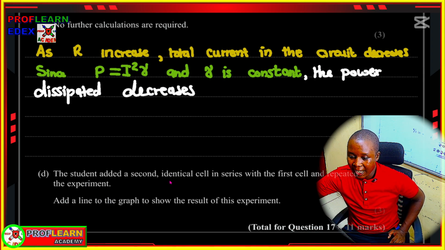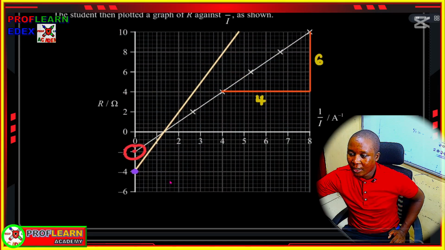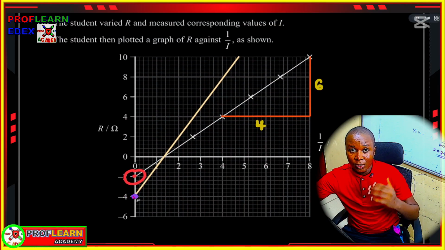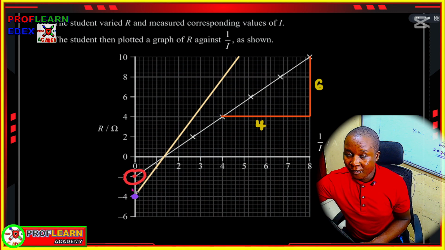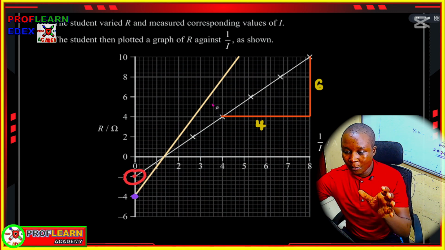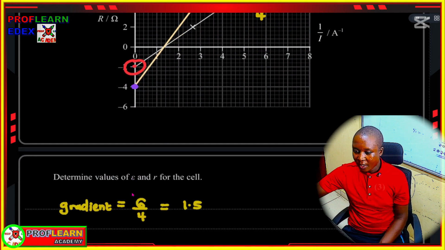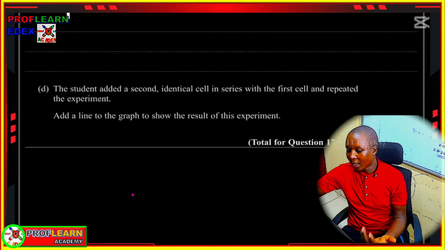The student added a second identical cell in series with the first cell and repeated the experiment. Add a line to the graph to show the result of this experiment. So in that case, we are going to have our line like that. The internal resistance will double, so here we were having 2, then it will be -4. And our EMF is also going to double, so this line is going to be steeper and is going to pass through -4.